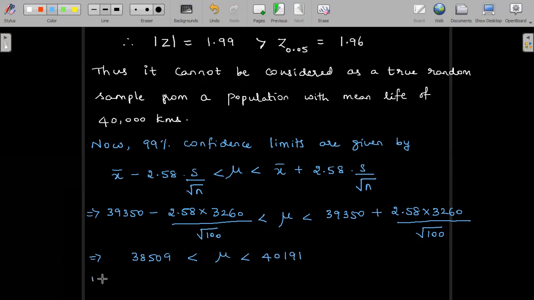Thus, mu is expected to lie between 38,509 and 40,191. This is the 99% confidence limits for us.